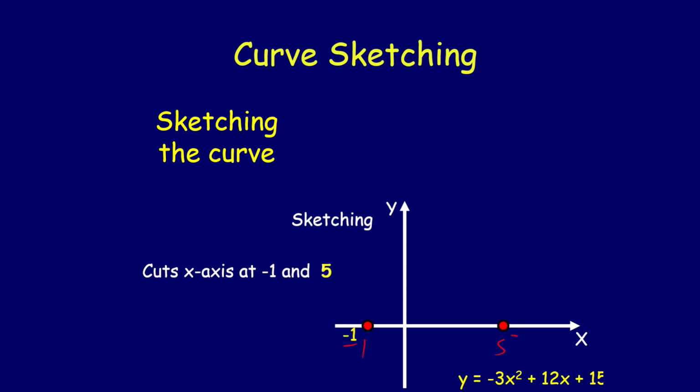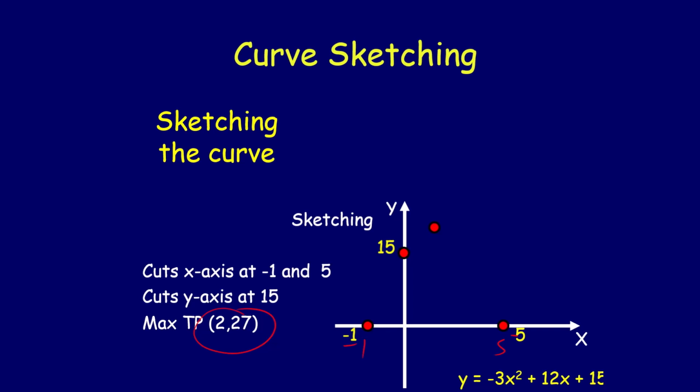Then we go to the y-axis. It cuts the y-axis at 15. So 15 is there. So that is why we have 15. And we have the maximum point, the stationary point. Remember the stationary point, we got it as 2, 27 in the previous work that we did. So use that. So you put it there. Just a sketch, not an accurate drawing. So it will be somewhere there, 2, 27.